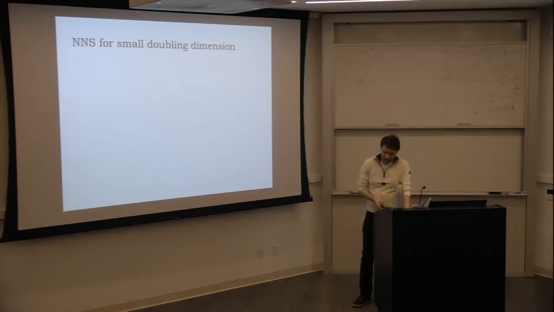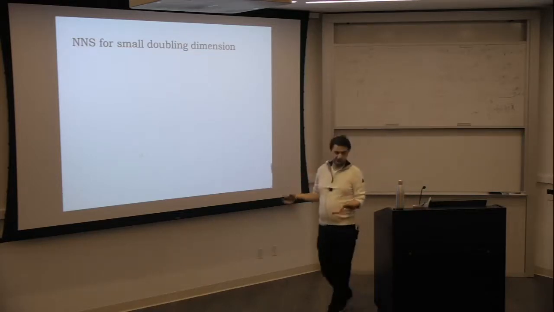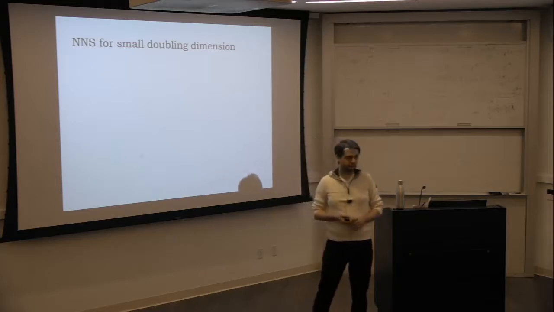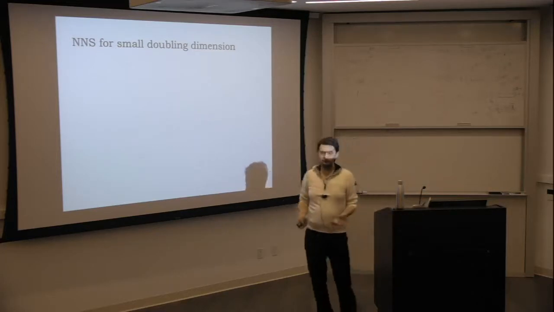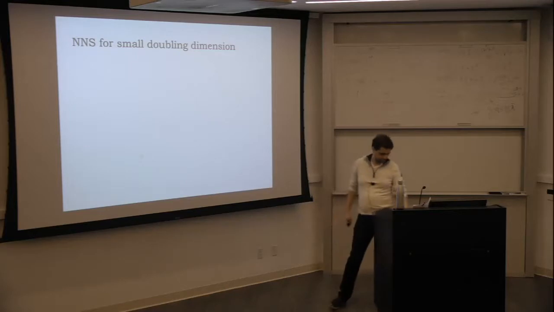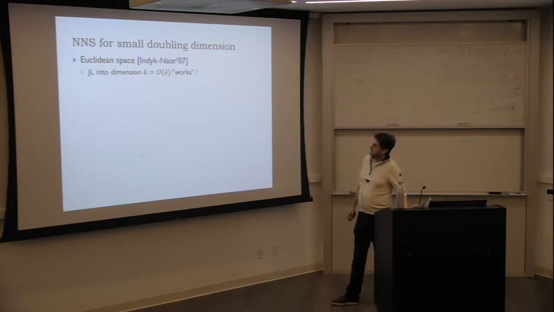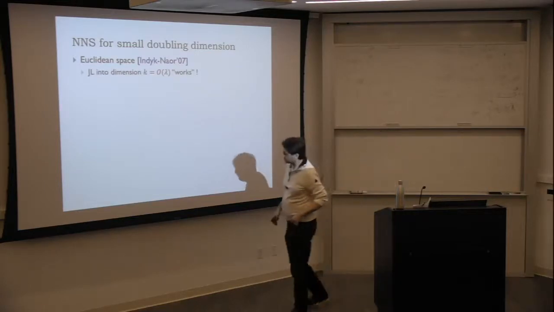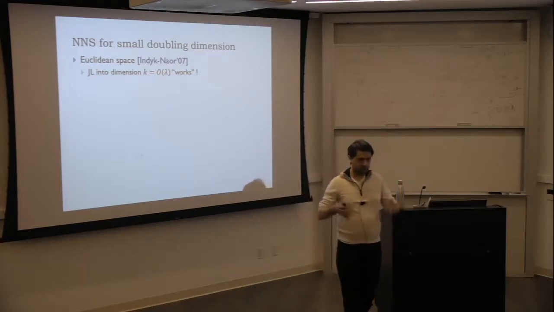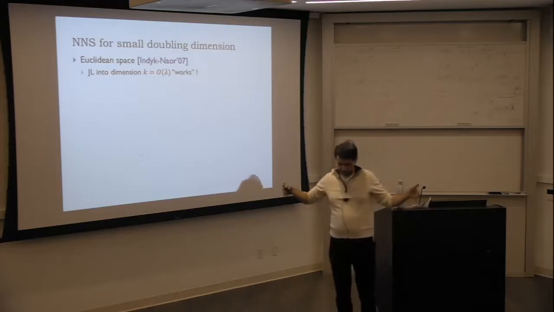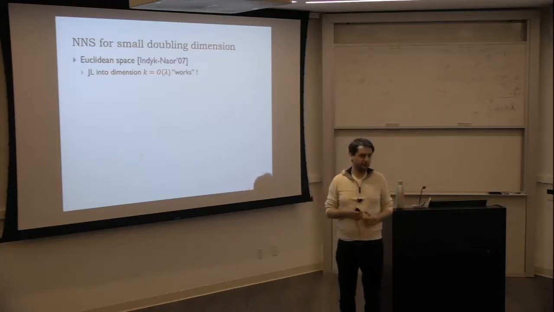The principle is that you can design nearest neighbor search algorithms whose complexity is exponential not in the ambient dimension, which is potentially very high, but really in the doubling dimension. For example, for Euclidean space, just to connect it to what we are talking about so far, you can effectively reduce it to a k-dimensional space.